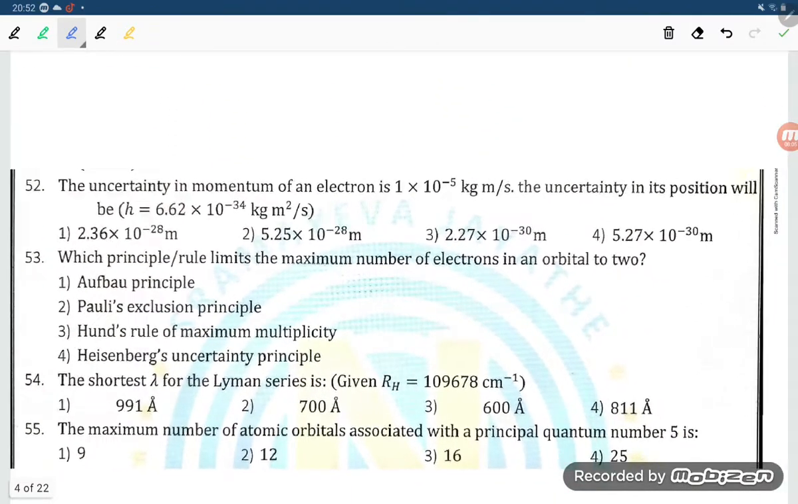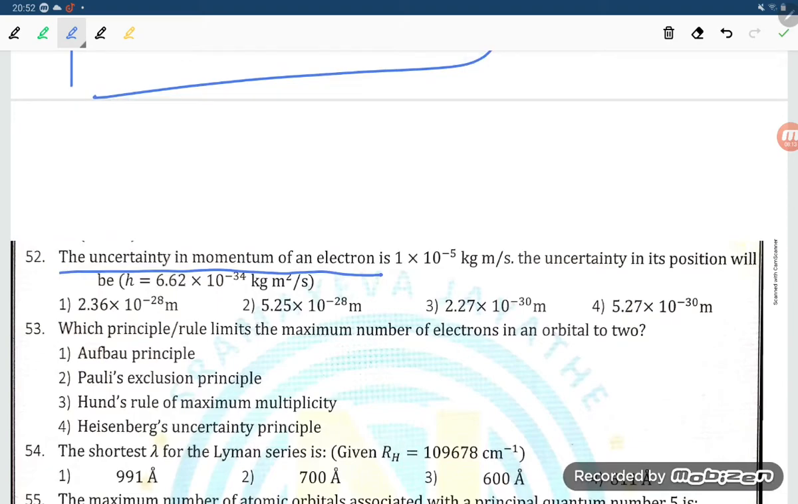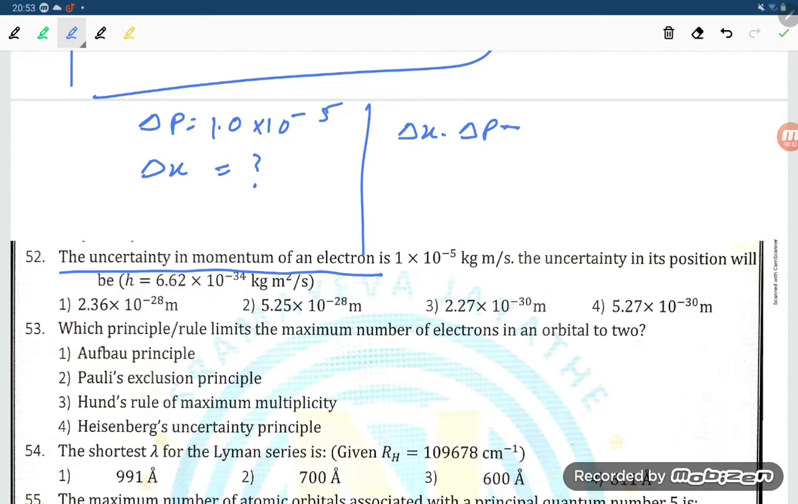Next one, question number 52, student. Let us solve question number 52. How can you solve it? The uncertainty in momentum of an electron is given, delta P equal to 1.0 into 10 power minus 5. And they are asking the uncertainty in position, delta X. So what is the formula, student? Delta X into delta P is greater than or equal to h upon 4 pi. So delta X is equal to h upon delta P into 4 into pi.